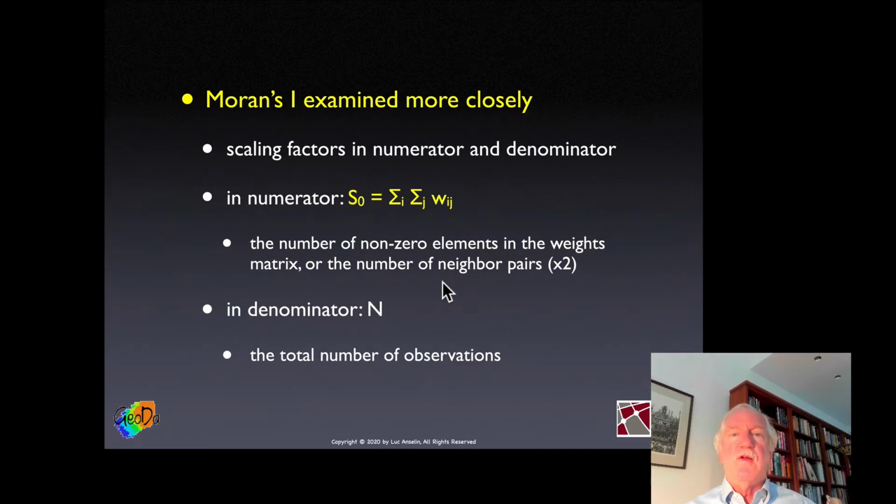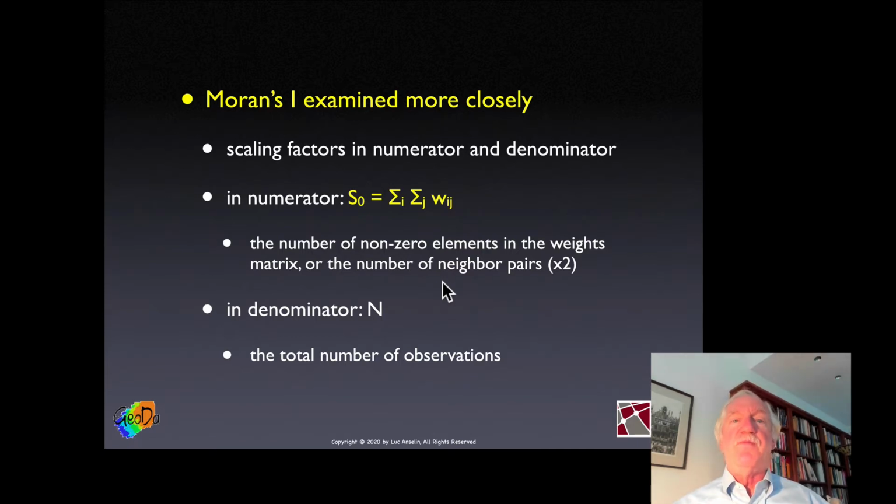That's a no-brainer. In the numerator, what do we divide by? Should we divide by n? No, because we're talking about pairs of observations. Should we divide by n squared? Well, maybe, except, remember, most of these w_ij are 0. That's the whole point of using a weights matrix to put constraints on the interaction. Recall that was a very important motivation for having the weights in the first place.